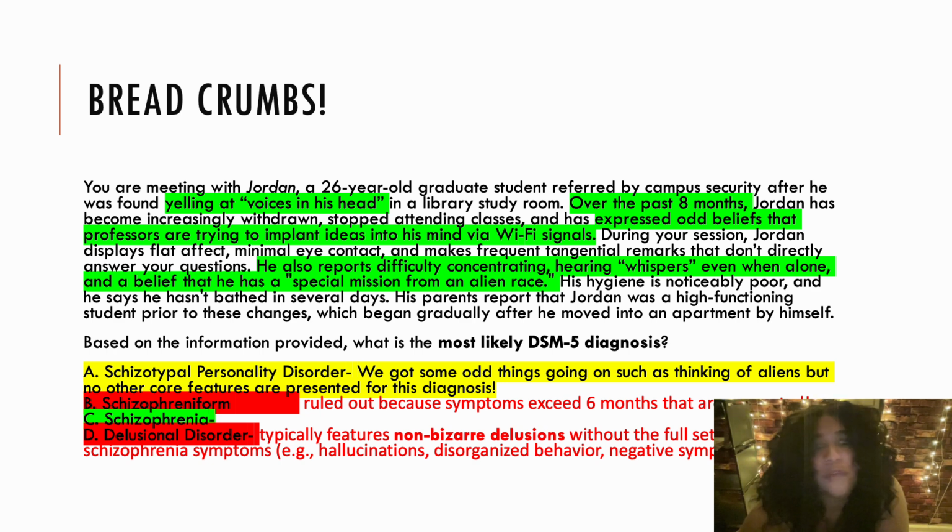So what's strongly presented? What needs to be in the answer responses, right? So we've got B, schizophreniform. Ruled out because the symptoms don't exceed 6 months, so we get rid of it, right? And then we have delusional disorder, right? There are no bizarre delusions going on, right? There's no hallucination, disorganized behaviors, and negative symptoms. Those do not have to come with the delusional disorder. So then that would automatically lead us to schizophrenia, because first of all, over the past 8 months, he's been having those symptoms, the delusions. He's hearing voices. He's got some disorganized behaviors going on, right? He hasn't bathed in days, right?